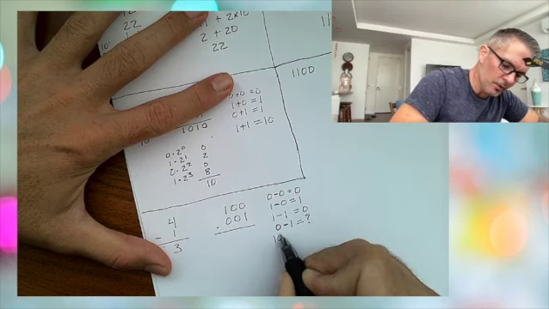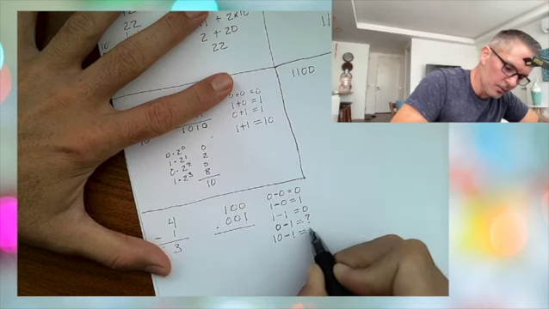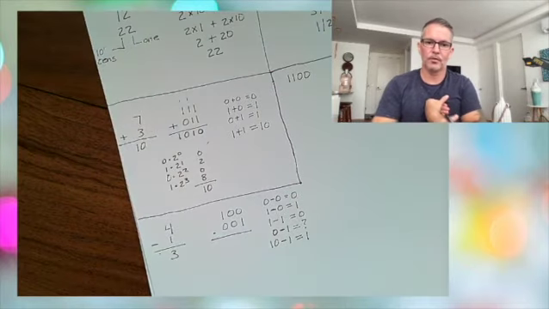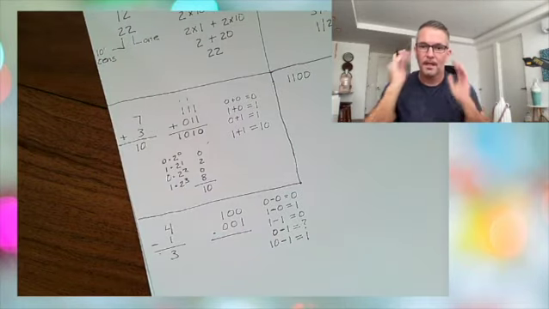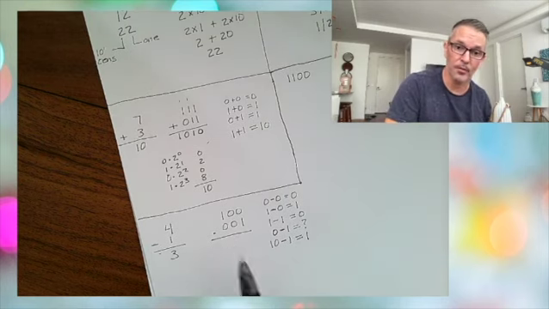1, 0 minus 1 equals 1. And now we're going to watch how this actually works out in this math problem.